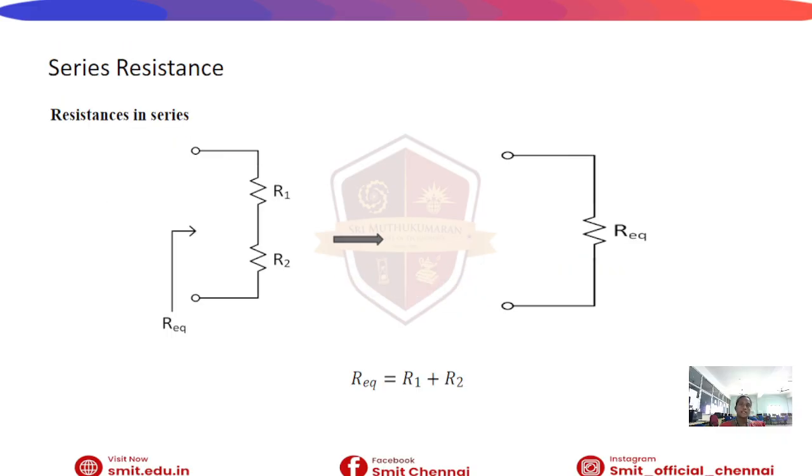Then series resistance. When resistors are connected in series, their resistances add directly. So R1 plus R2. So the equivalent resistance is given by R equivalent equal to R1 plus R2. Another name is effective resistance or total resistance, all the same. So this means series connection increases the total resistance.